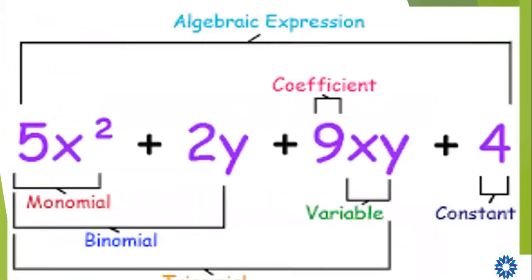So if you take one algebraic expression, the types: if you observe 5x square, only one term, monomial; two terms, binomial; three terms, trinomial. So these two are variables. This is called coefficient, constant. In one expression, monomial, binomial can divide into all.